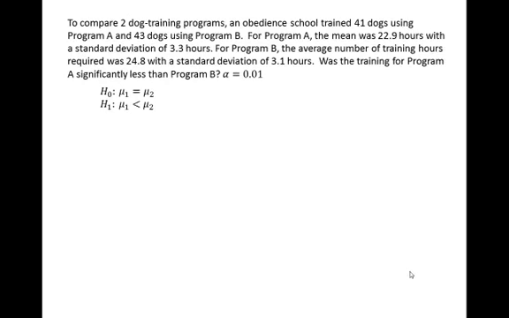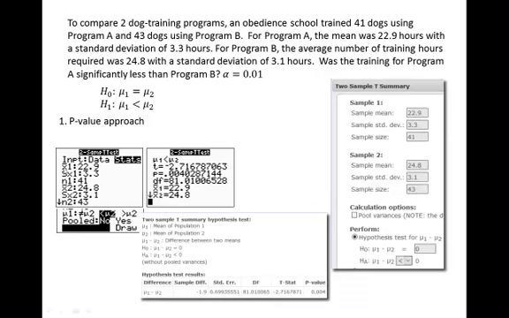Here we have two training programs. Since we have two training programs and we're looking at means, this is a two sample mean, and this is an independent problem because the dogs in program A have nothing to do with the dogs in program B. There's no ties between the dogs individually. So for the p-value approach, we want 2-sample t-test. We enter in all the results for the first sample, enter in all our results for the second sample. This is a left tail test because we want to know, was the training for program A significantly less than program B? You always leave pooled on no.